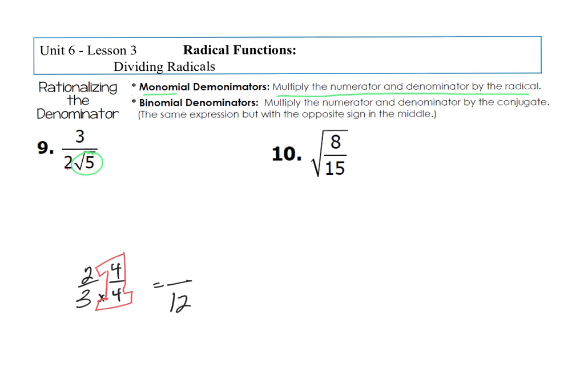So we have 3 over 2 square root 5. Again, I can't get rid of this square root of 5. There's no numerator for it to divide into, and it's a prime number. Okay, I can't break it down anymore. But if I multiply the bottom by the square root of 5 and the top, therefore, by the square root of 5, we can make some things start happening.